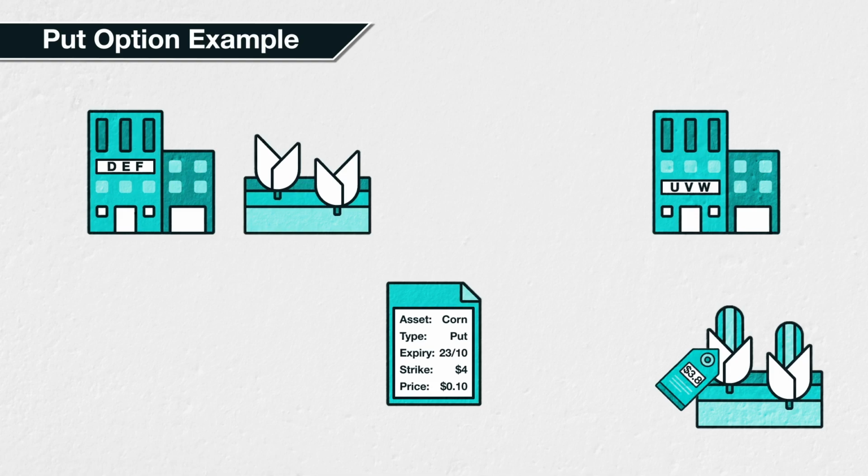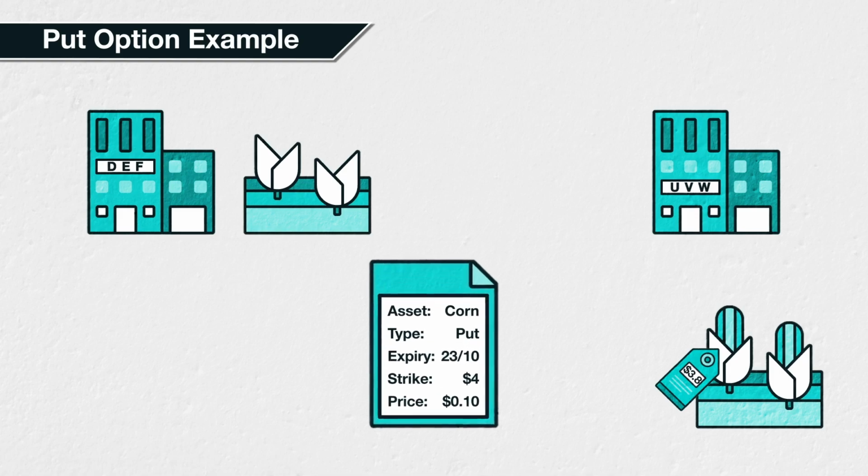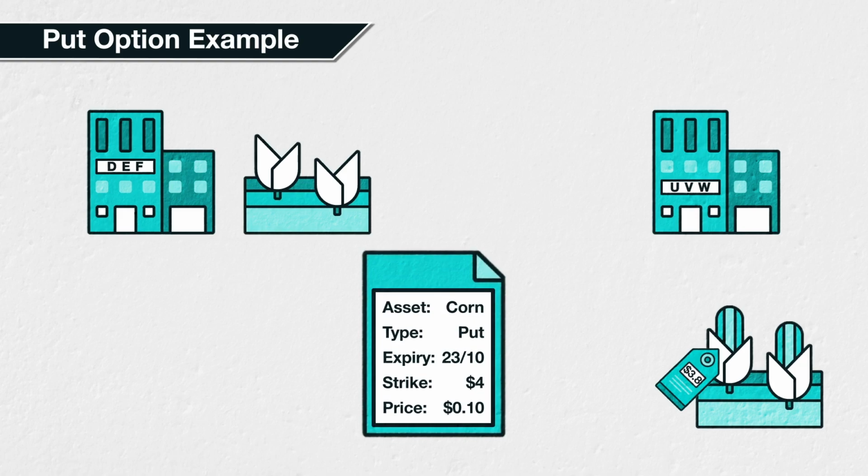In the previous lecture, we listed again the 5 main parameters of an option contract: the underlying asset, the option type, the expiry date, the strike price, and the option price. In this example, the underlying asset is corn. The option type is a put option, which is the right to sell the asset. The expiry date is October 23rd. The strike price is $4, and the option price, or premium, is 10 cents per bushel.